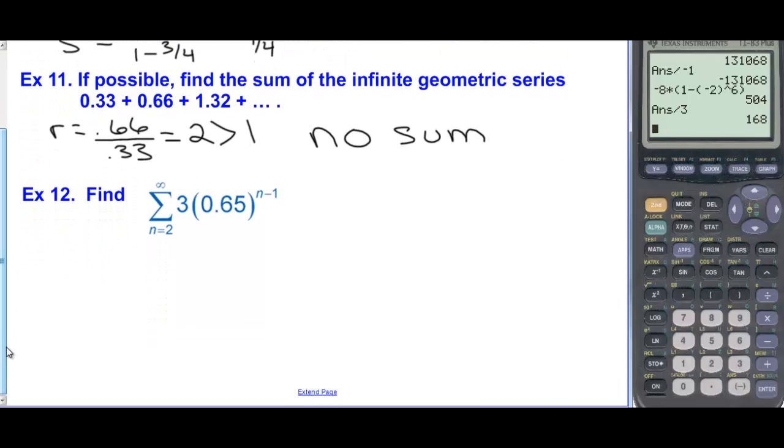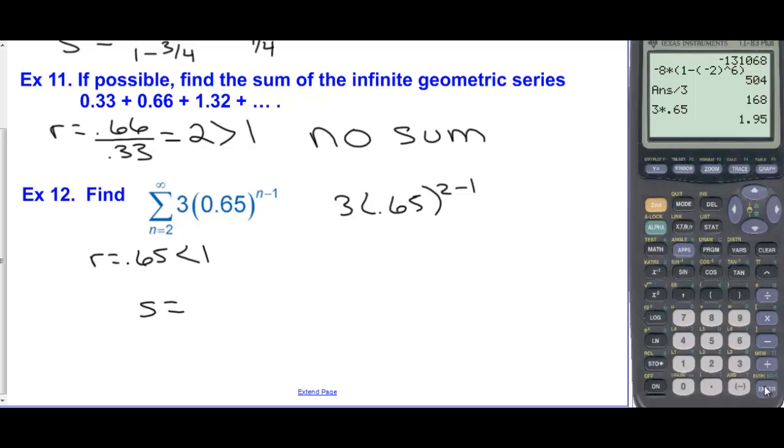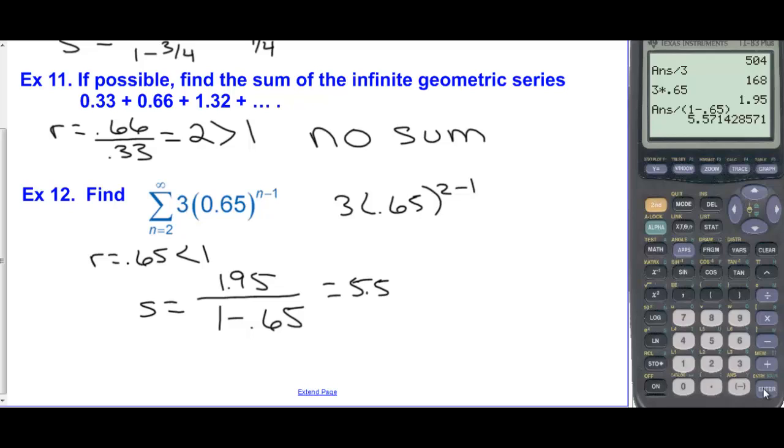Find this infinite sum. R is equal to 0.65, which is less than 1, so we have a sum. The sum is equal to the first term, which is 3 times 0.65 raised to the 2 minus 1, which is 3 times 0.65, 1.95. So 1.95 divided by 1 minus 0.65. We have 5.571.